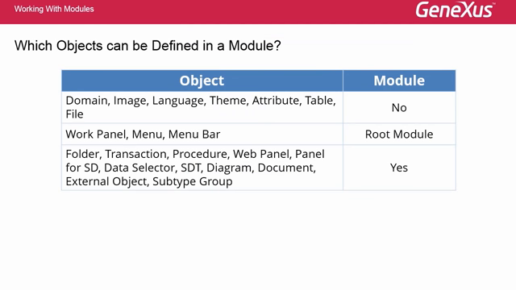Which objects may be defined within a module? Domains, images, language, themes, attributes, tables, files, and others will not belong to any modules because they are global objects of the whole knowledge base. Win objects, just like work panels, menu, and menu bar, may only belong to the root module because Win generators do not support that functionality.